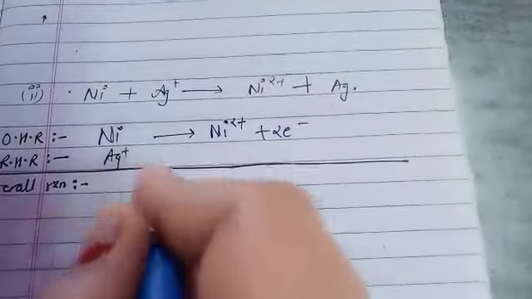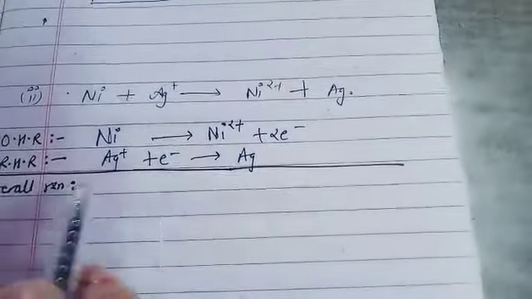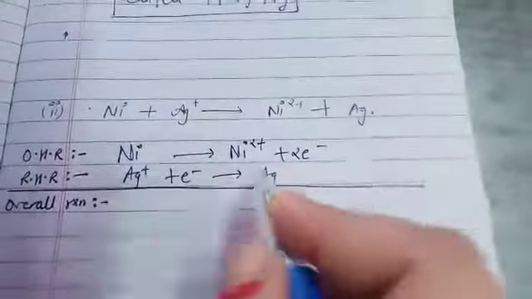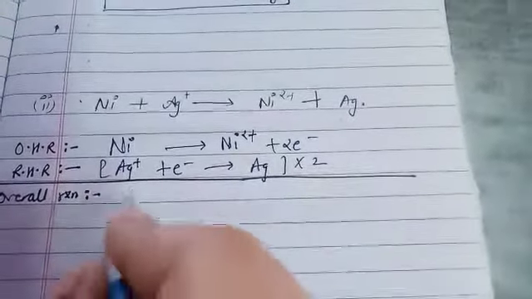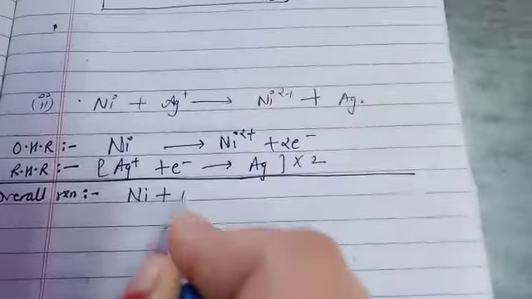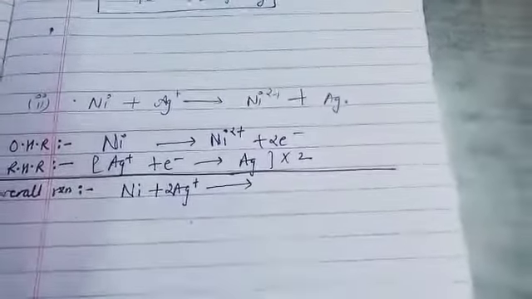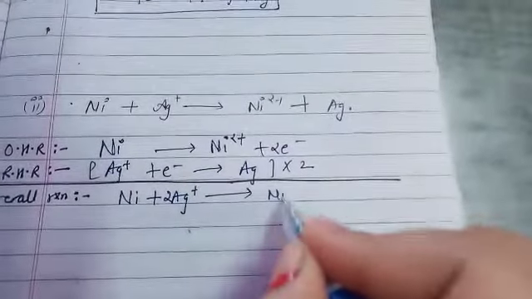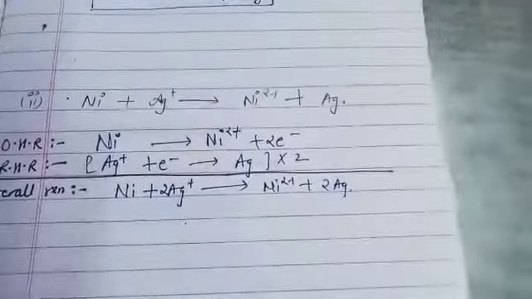Now this Ag, after gain of electron, becomes this one, Ag+ becomes Ag. Now just see, this one is not balanced, so multiply the number of electrons by 2. Now this one is Ni plus 2Ag+, it becomes what? That one is Ni2+ plus 2Ag. Simple equation, and represent it in a cell form.